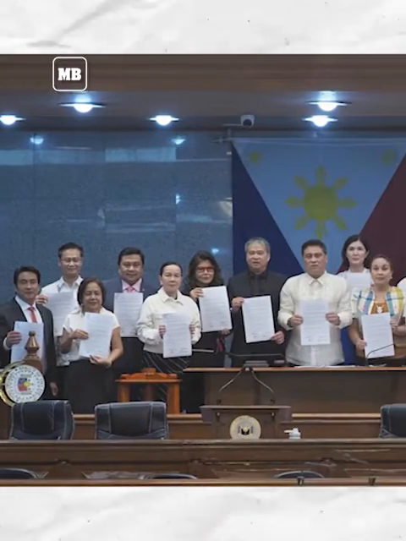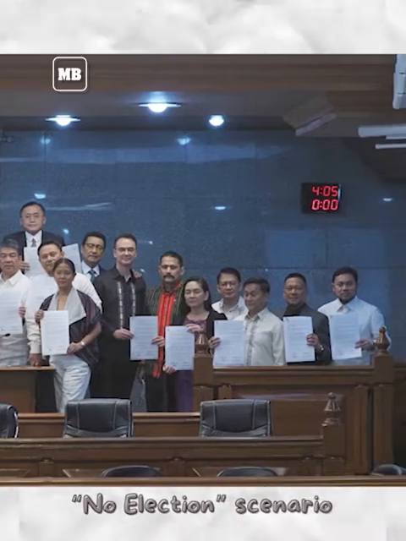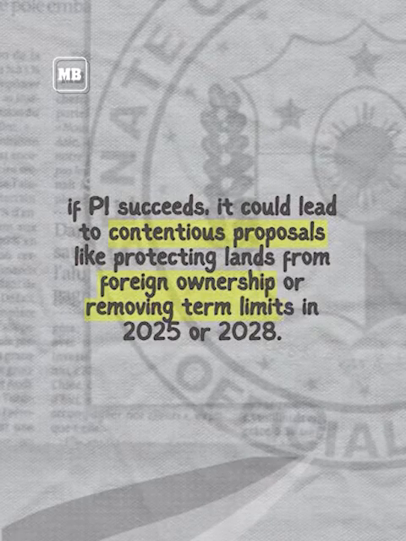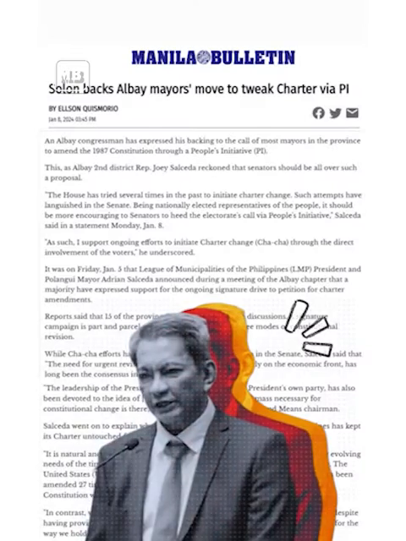Additionally, the Senators' manifesto warns of a potential no-election scenario if PI succeeds, as it could lead to contentious proposals like protecting lands from foreign ownerships or removing term limits in 2025 or 2028. However, Albay 2nd District Representative Joey Salceda emphasized that the initiative for cha-cha is better to push long before the 2028 presidential elections to assure the public that there is no attempt to extend President Marcos' term.